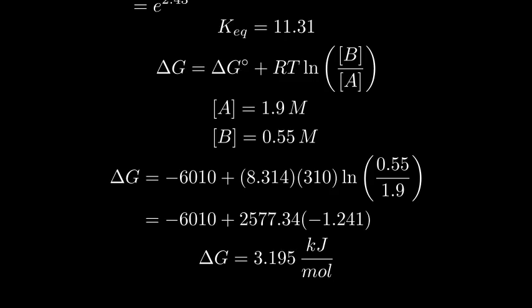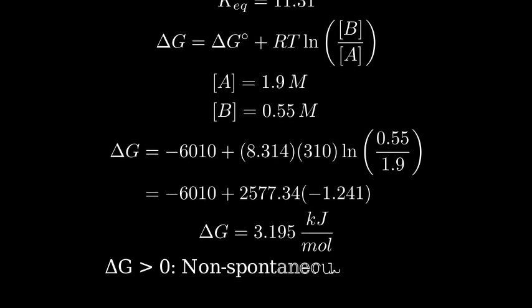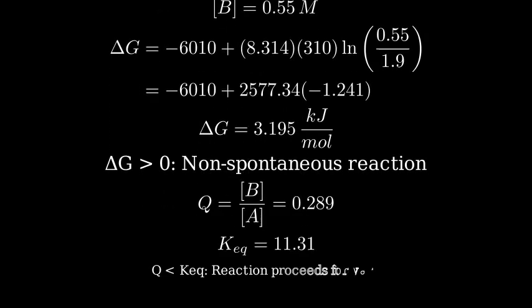Let's understand what this means physically. Since delta G is positive at these conditions, the reaction is non-spontaneous in the forward direction. This makes sense because our reaction quotient of 0.289 is much smaller than our equilibrium constant of 11.31, meaning the reaction will tend to produce more products to reach equilibrium.